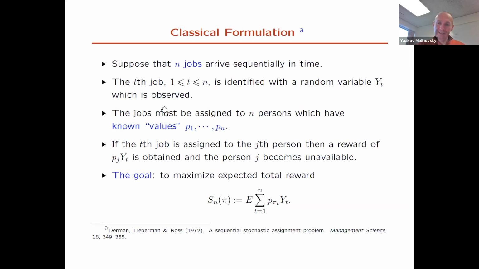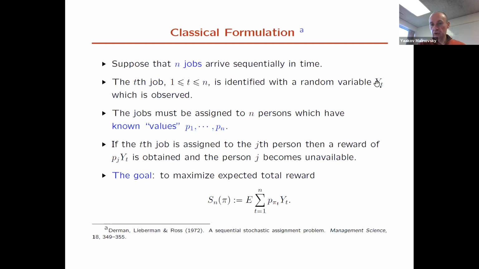In classical notation, published by Derman, Lieberman, and Ross in 1972 in Management Science, the problem can be formulated in the following way. Suppose you have n jobs, and each job t corresponds to a random variable Y_t. They assume that all Y's are IID random variables, and suppose you have some workers which have values p1 to pn. These values are available. It's not probability, it's any values p1 to pn.